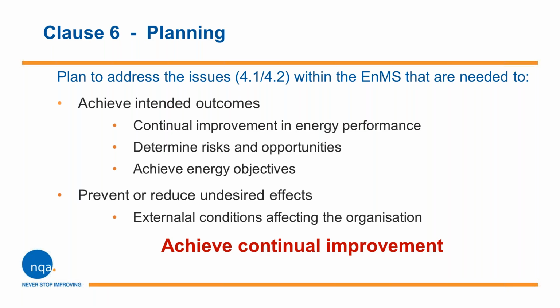And of course, as we've seen there, those are what the intended outcomes are. I mentioned them at the beginning, I mention them again. Continual improvement in energy performance, very, very important. Determine the risks and opportunities to achieve your energy objectives and associated targets. It's all about preventing or reducing undesired effects, and there's a spelling mistake on the bullet point there, external conditions affecting the organisation. So you need to take into account or try and reduce the effect of any external conditions.